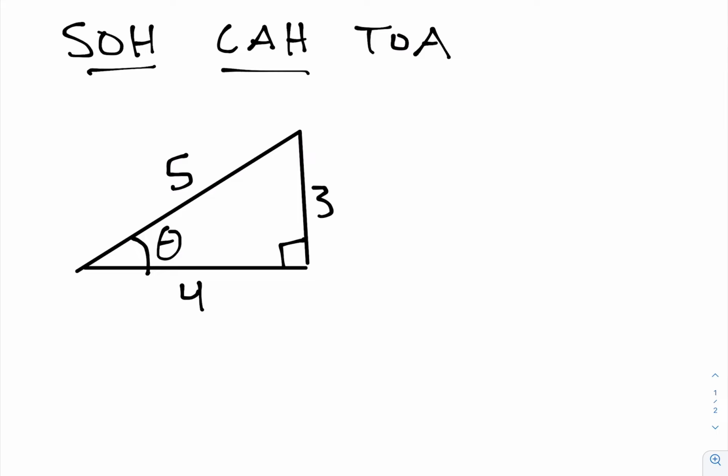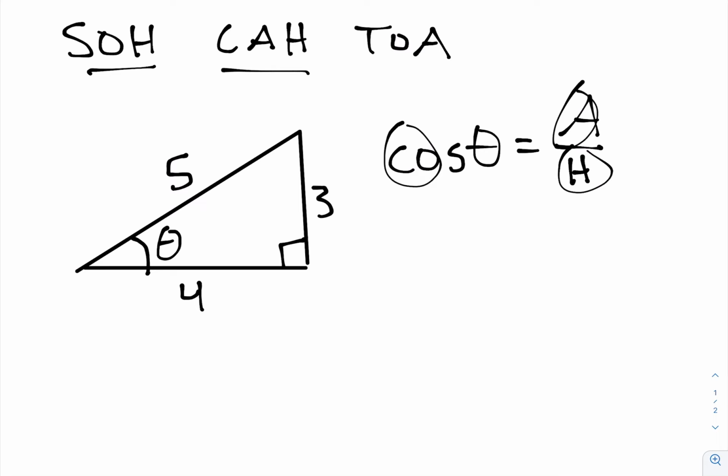Now, CA is adjacent over hypotenuse. So the cosine, this is how you say it, cosine. It's like sine with a co in front of it. And the shorthand is just cos. So cosine of theta, our angle, is equal to the adjacent over the hypotenuse. That's where the AH comes from. So CAH, CA. Okay, adjacent.